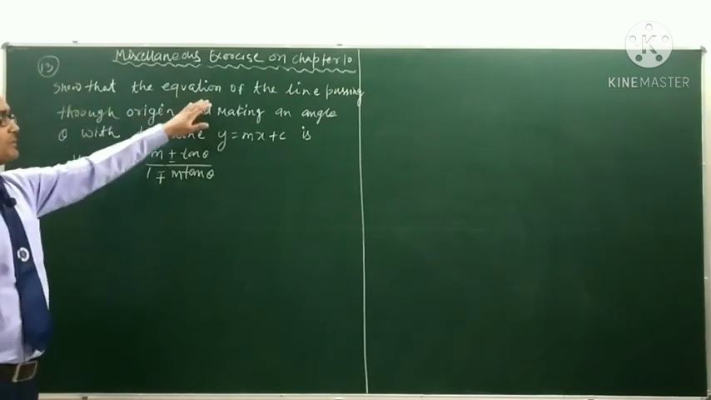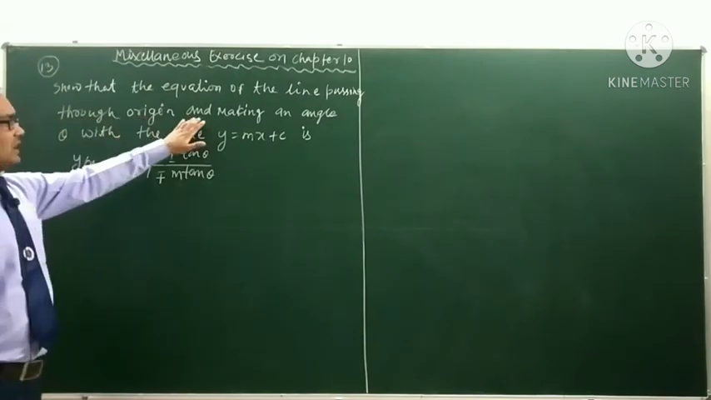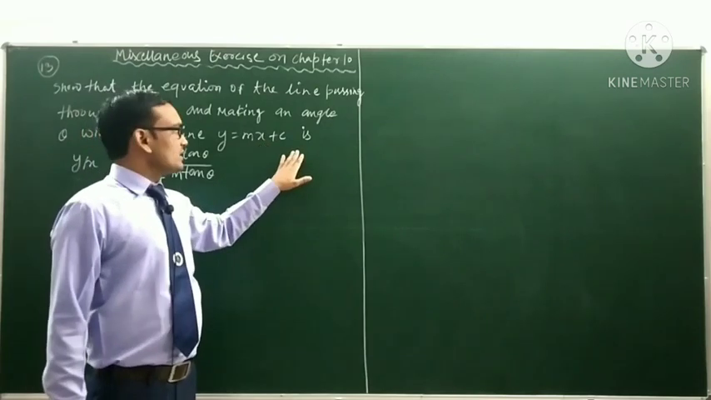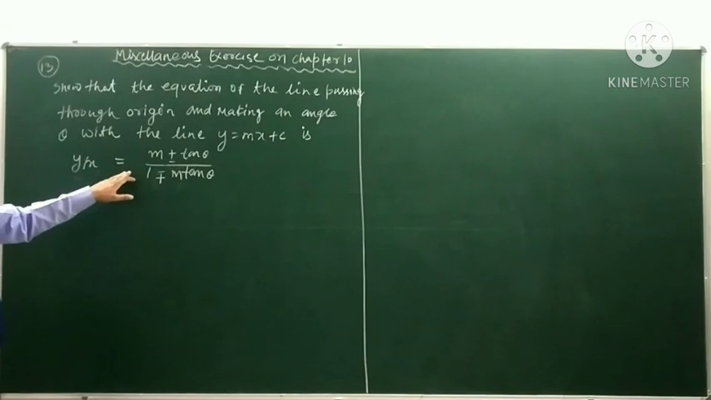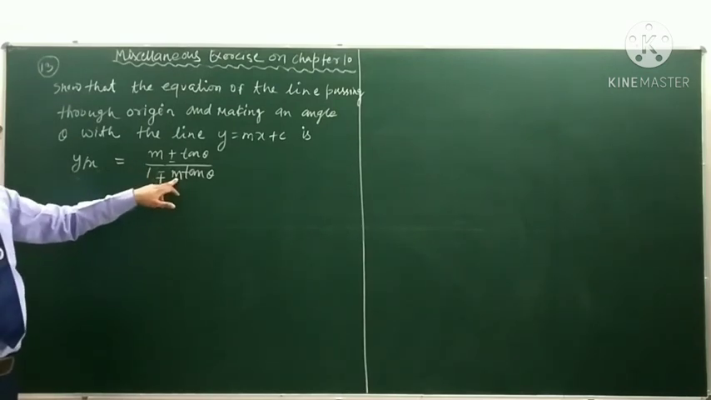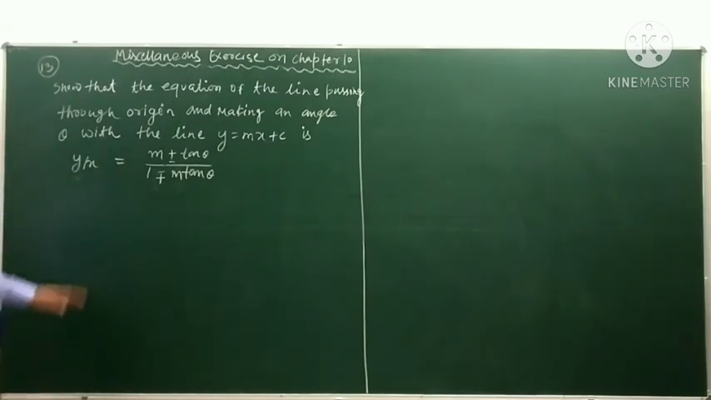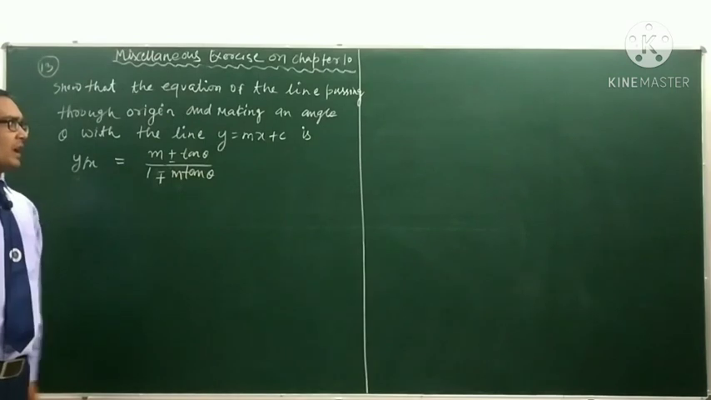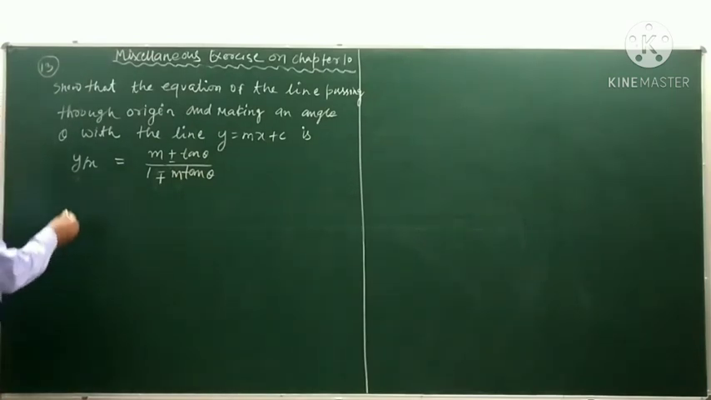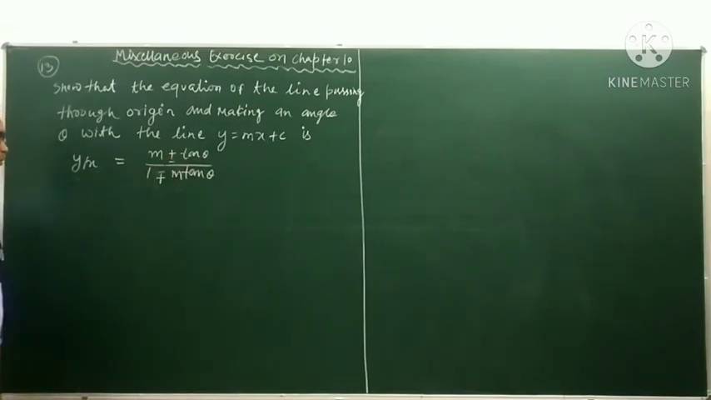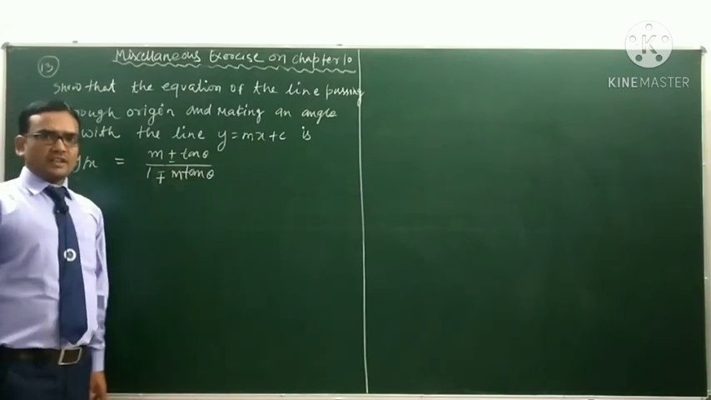Show that the equation of the line passing through the origin and making an angle theta with the line y equal to mx plus c is y by x is equal to m plus minus tan theta upon 1 minus plus m tan theta. Okay, students, solution.